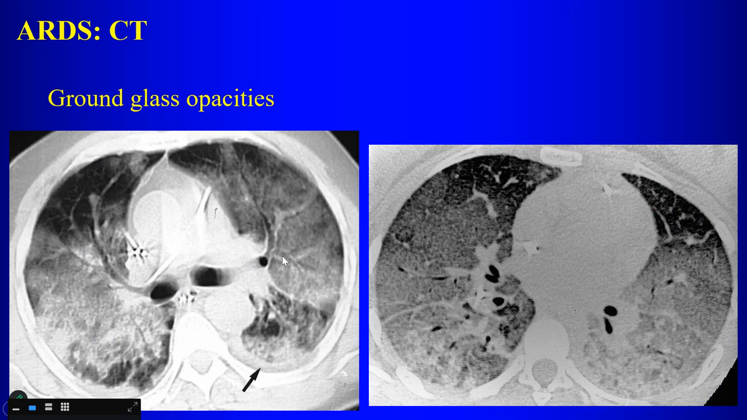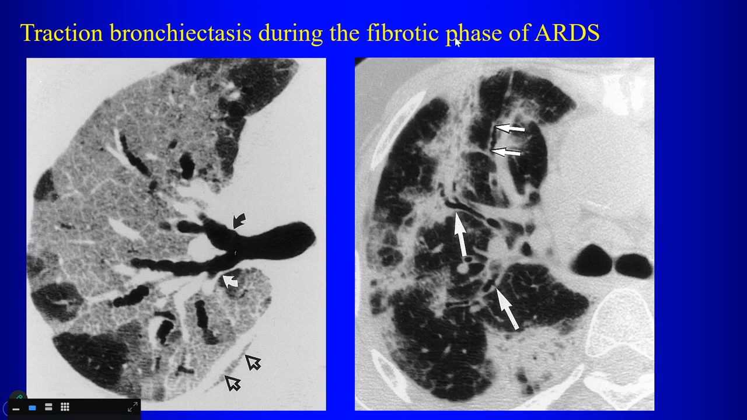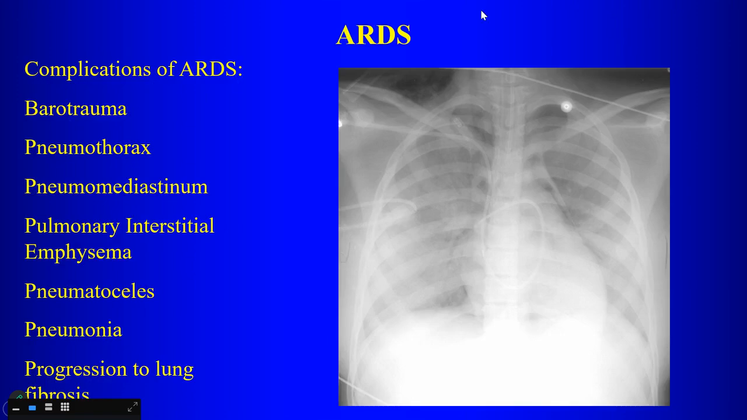So we can see ground glass opacities also with ARDS throughout the lungs. And once we see fibrosis, we see this as traction bronchiectasis during the fibrotic phase of ARDS. So you'll see the beading of the airways, some irregularity of the airways. You might still see opacities surrounding the airways during the fibrotic phase of ARDS.